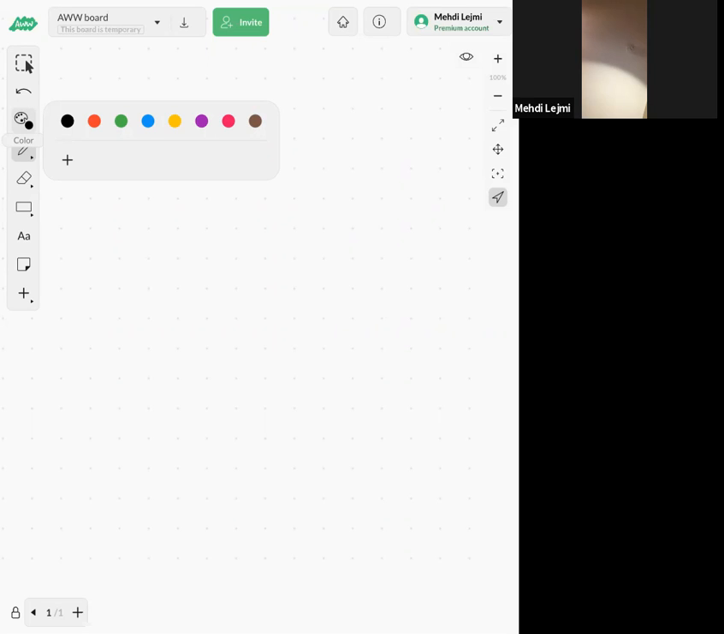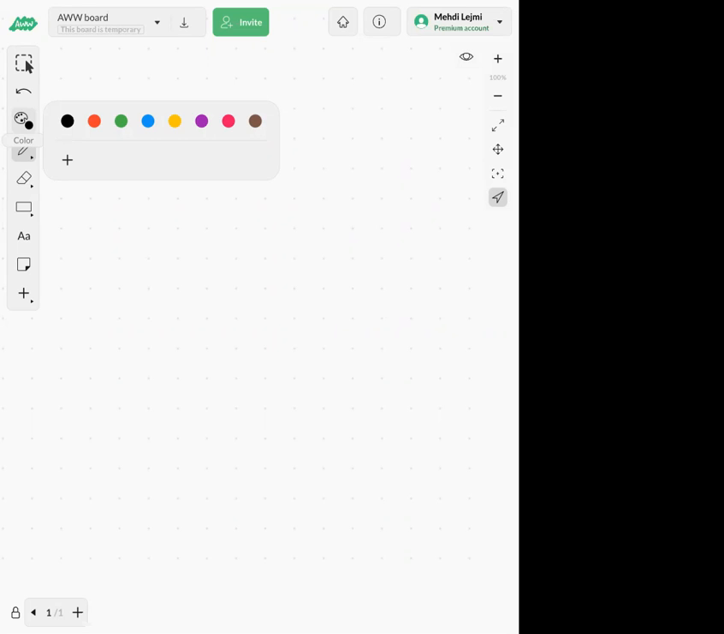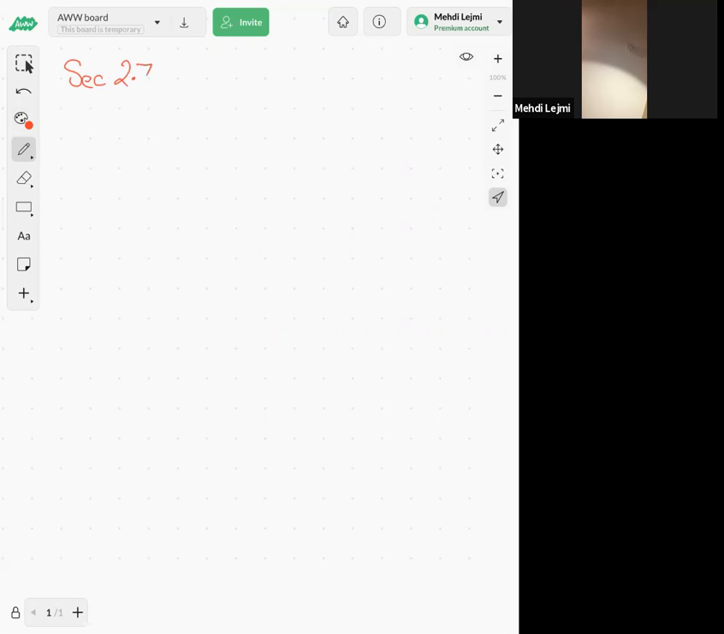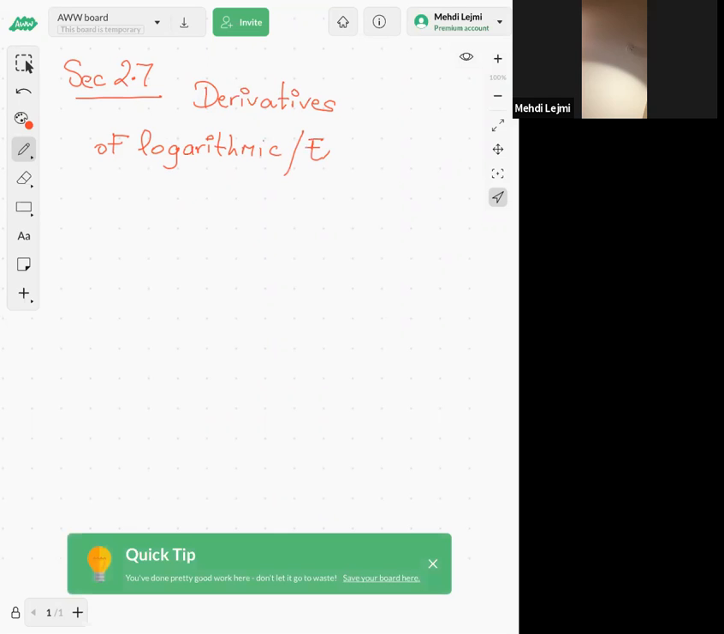All right, so I guess we can continue with section 2.7. This is section 2.7: derivatives of logarithmic functions and exponential functions.